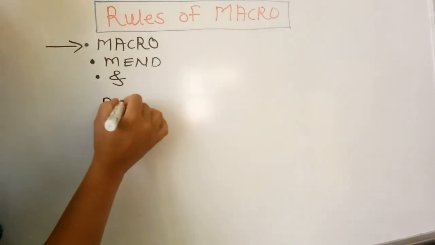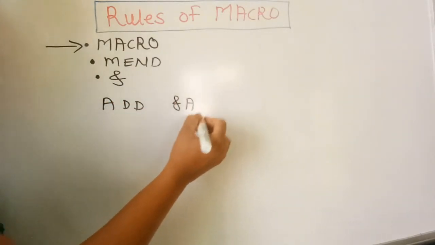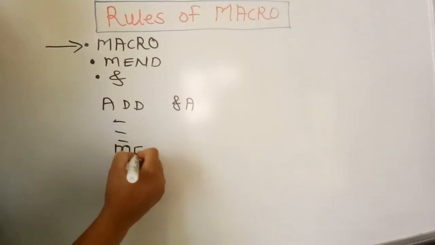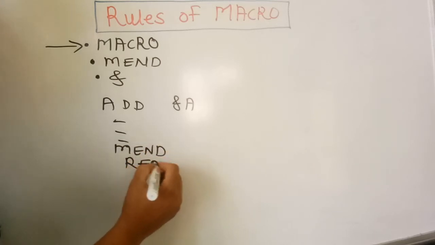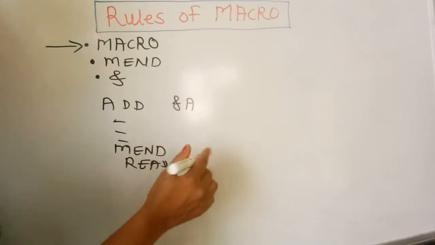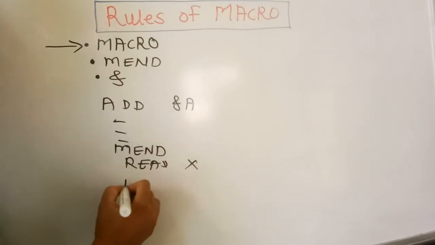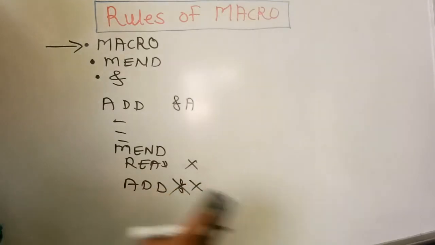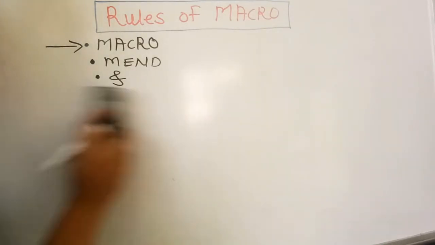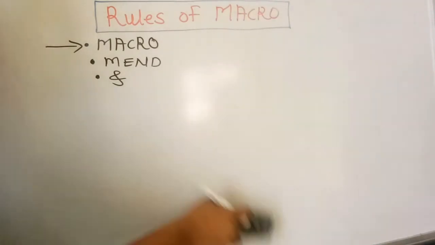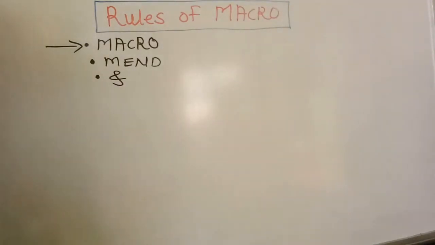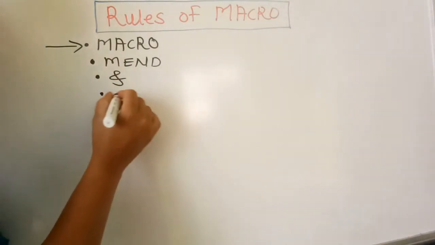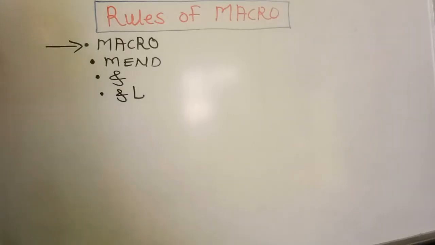For example, you are defining the function add, then you have to write the ampersand before the parameter. But when you call that function after MEND, you simply write x, not the ampersand. So at the time of the formal definition, the formal parameters should be preceded with the ampersand sign. Every label parameter starts with ampersand L. When you write any label parameter, it will start with ampersand L.